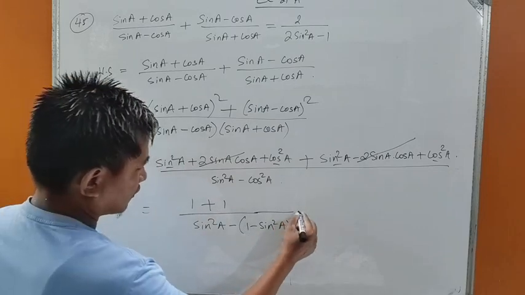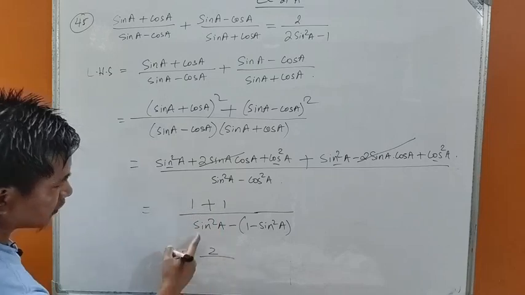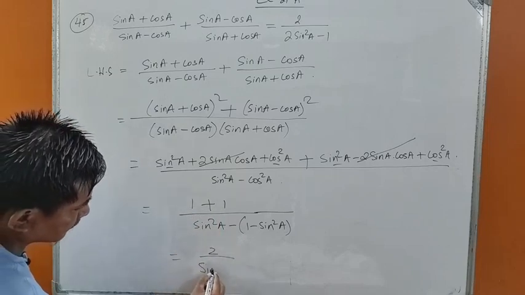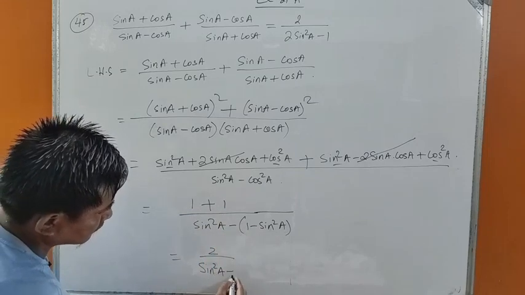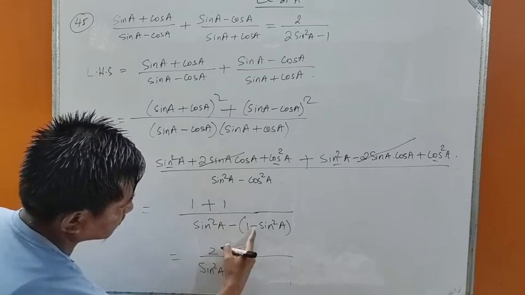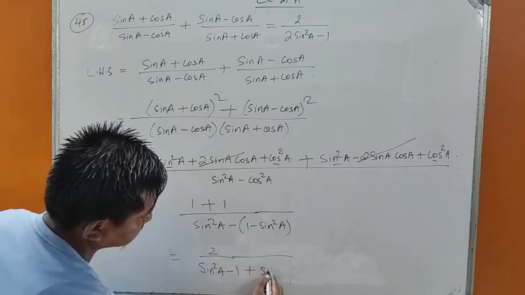Okay, now let me continue here. 1 plus 1 is 2, isn't it? So this is sin square A. Minus into plus is minus 1. Minus into minus is plus sin square A.